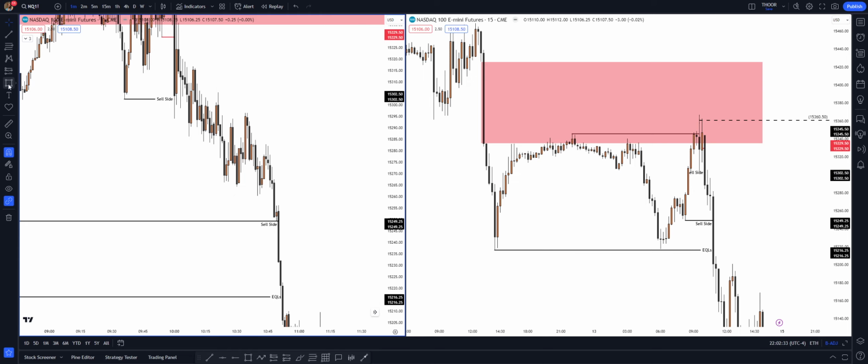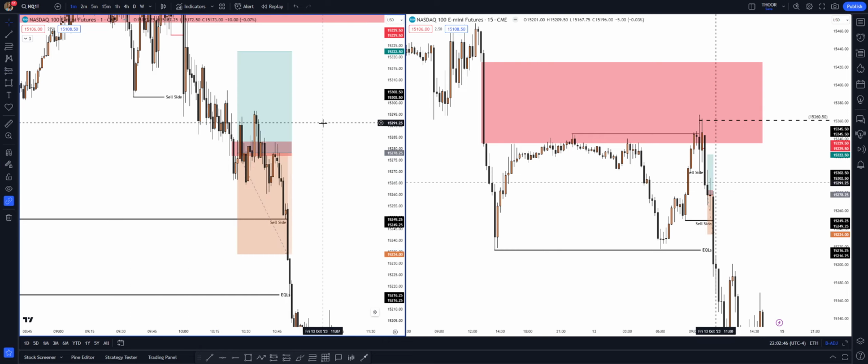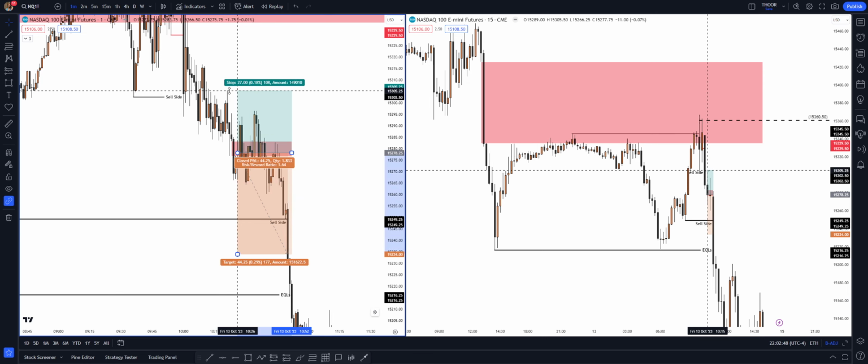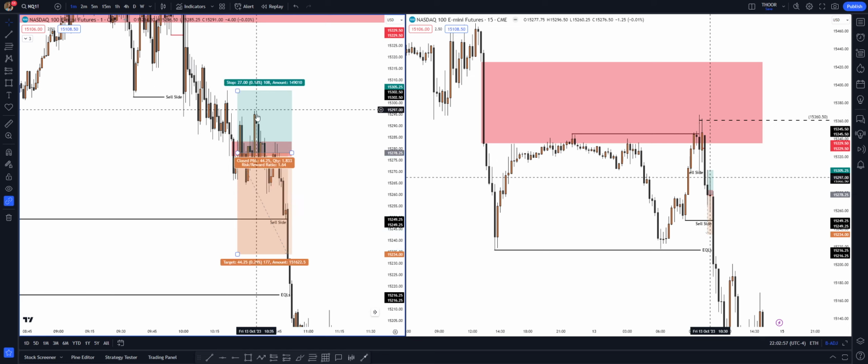No fair value gaps. None. There's one here, so this is the first fair value gap. Let's mark that. This is the first fair value gap. You go short over there. Stop loss above the swing high. This is a 27 handle stop loss, which is a right stop loss in my personal opinion.